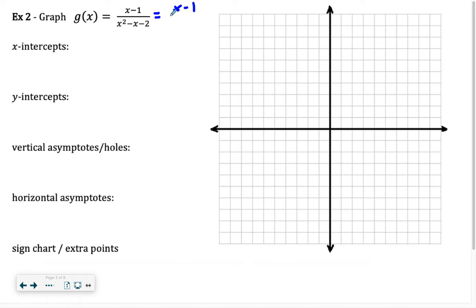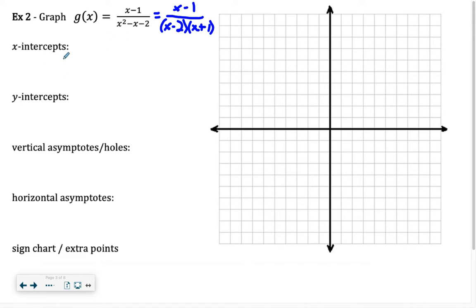So this will be x minus 1 over, and we want two numbers that multiply to negative 2 that add to negative 1. I think that would be negative 2 and positive 1. So the denominator here would factor into x minus 2 and x plus 1. So there's nothing I can cancel.